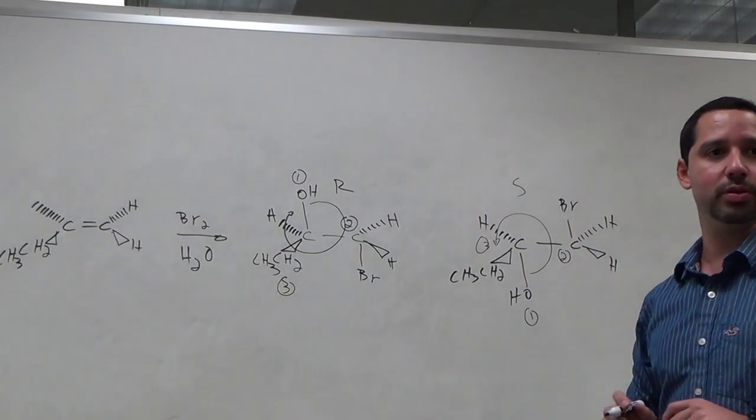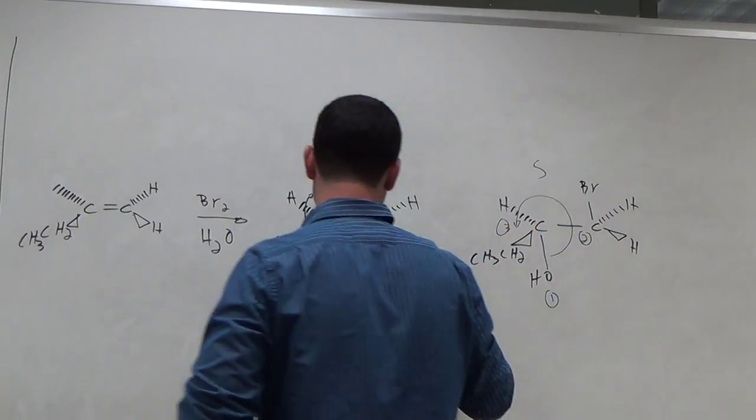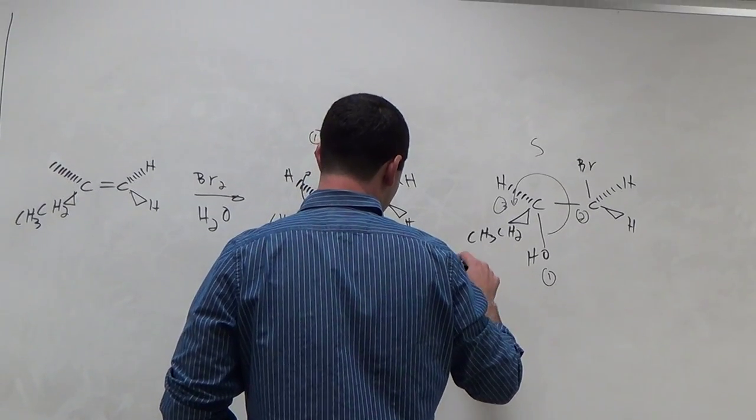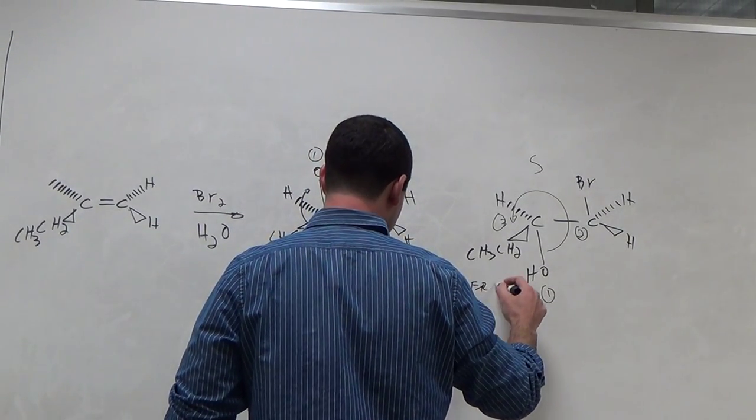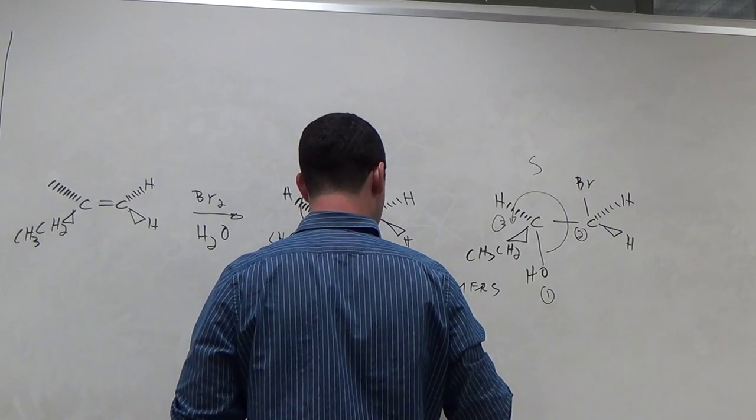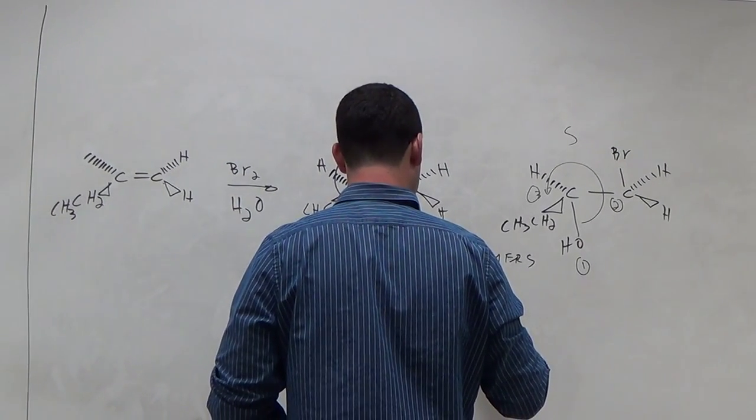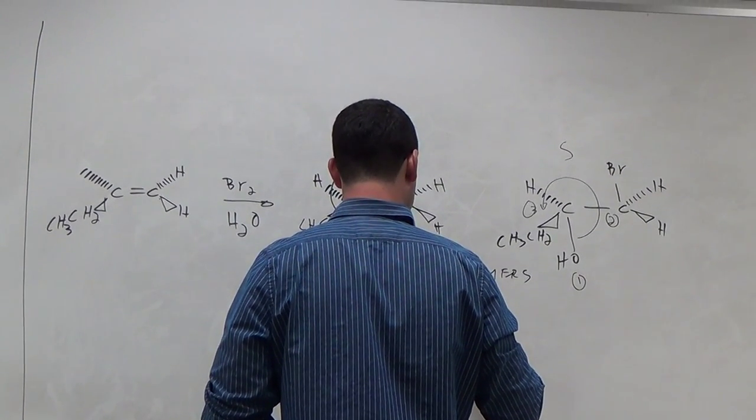They are what of each other? Enantiomers. And what mixture? Racemic.